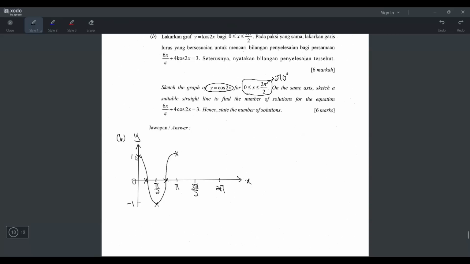You realize that you finish one cos graph at pi. By the time you reach pi, you already finish one cos graph. So what you can do is just repeat one more time, complete the cos 2x, right? That's why I have to push back all the points, right?